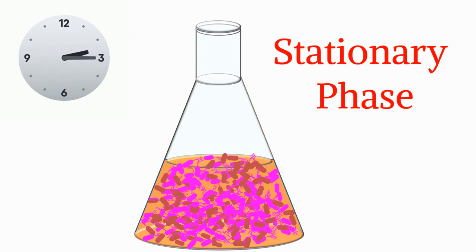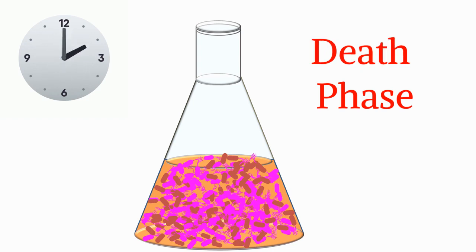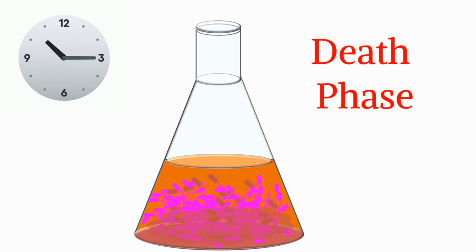In the stationary phase, some bacteria start dying. The number of bacteria that are born and that die remain equal, and that keeps their number stationary for some time. If we continue the incubation, more bacteria will start dying soon. That is the beginning of the death phase. In the death phase, bacterial number decreases exponentially.